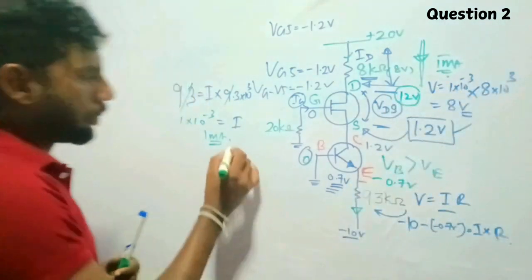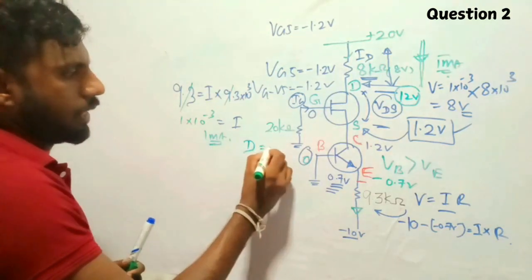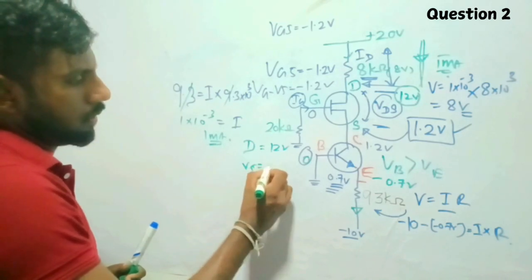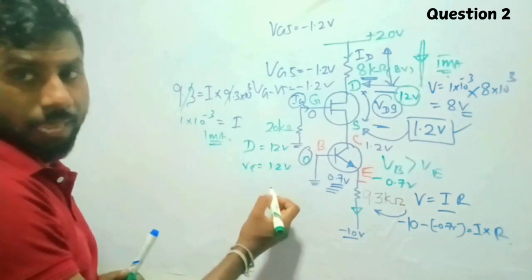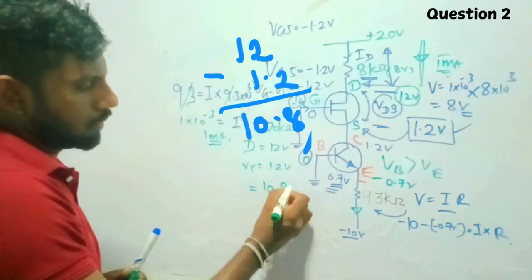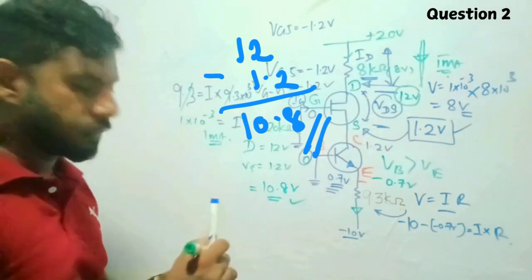Now we have the potential at D. VD is 12 volt, and of course we have VS as 1.2 volt. Let's take the difference. That's 10.8 volt, and that is our answer.